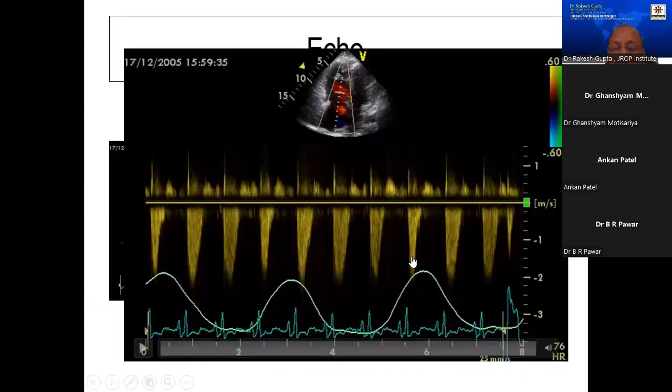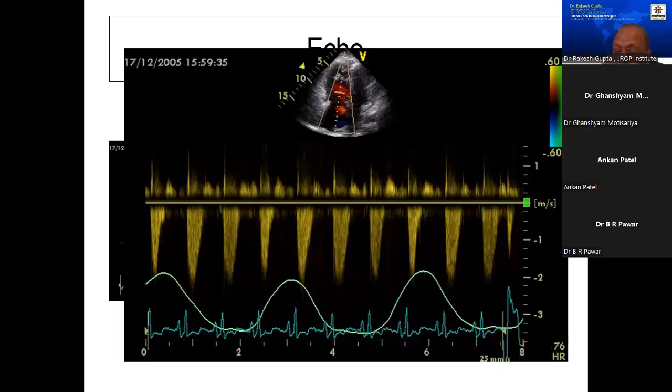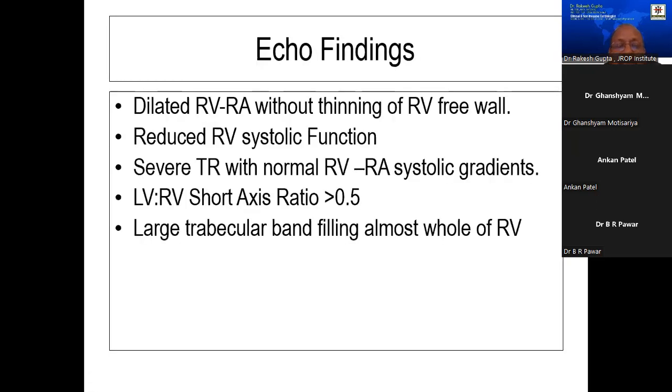Look, this is a very sharp acceleration time, and sometimes the beats appear to be bifid, or the deceleration has a notched kind of pattern. And the velocity is hardly 2 meters per second, and this is the respirogram. When you find this kind of pattern of TR jet velocity, along with those kind of patterns of the RV apex, we should always suspect what? We should suspect ARVC.